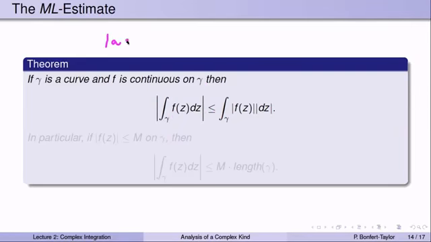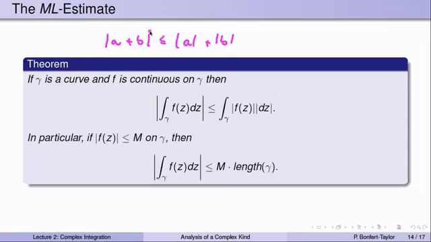This reminds us a little bit of the triangle inequality. Remember, the absolute value of a plus b is bounded above by the absolute value of a plus the absolute value of b. This can be viewed in a similar manner, actually proved in a similar manner. In particular, if you happen to know that your function f is bounded by some constant M along gamma, then the absolute value of f of z would be less than or equal to M.